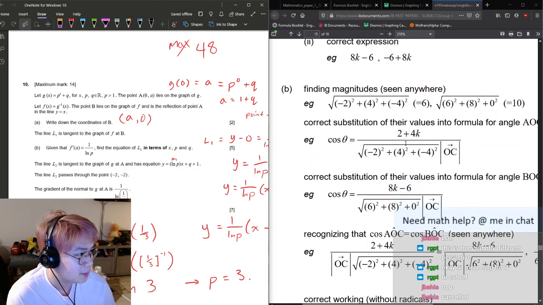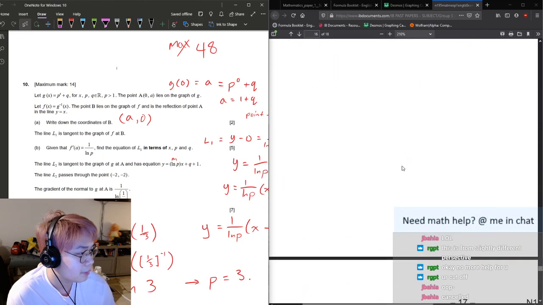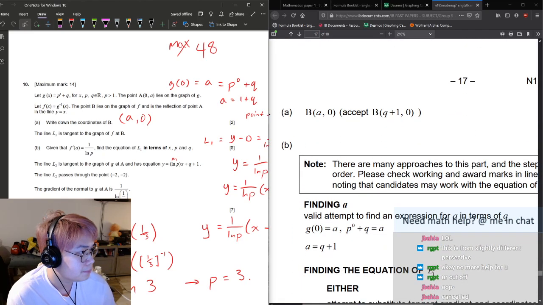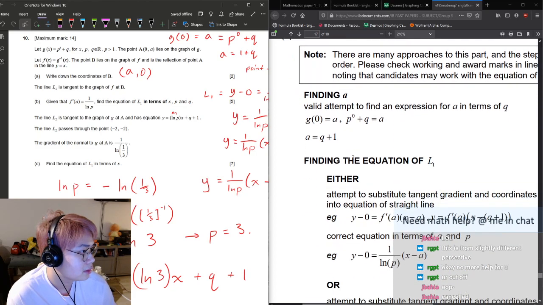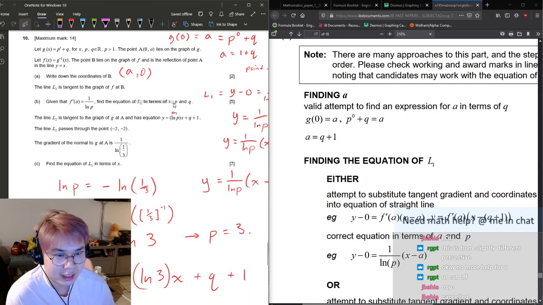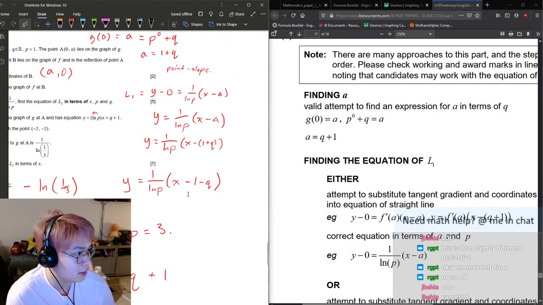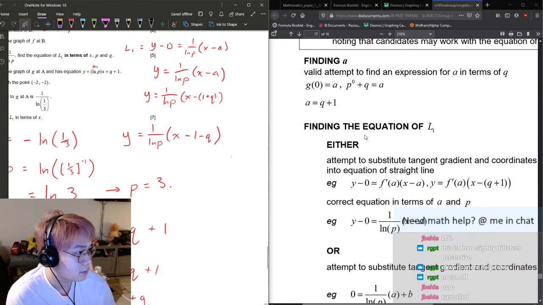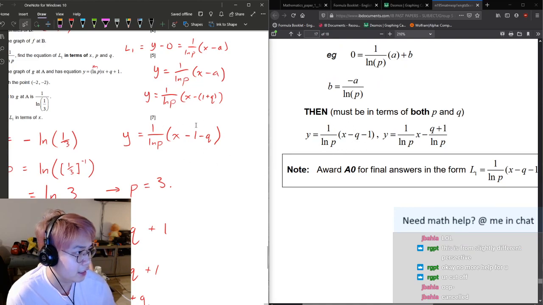This is the vector one that I skipped, so we'll just skip that one. And then part A should be A and 0, so they have A and 0. And then question B is find the equation of L1, which I remember is this right here. So here it is, which is what I have.